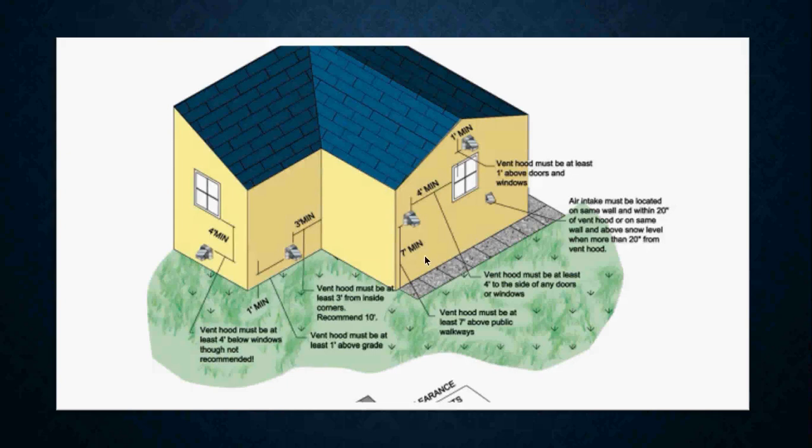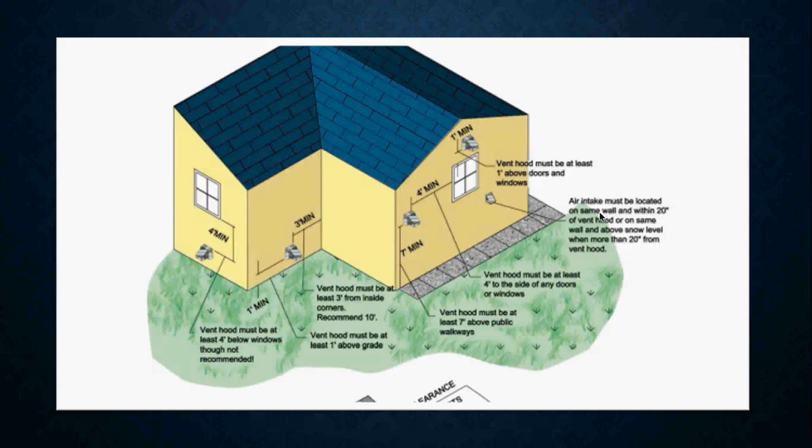Okay. Any vent hoods must be at least 7 feet above public walkways. So if you're going to have any sort of sidewalks around the house, that flue pipe has to be, especially if it's a side penetration, at least a minimum of 7 feet off the ground, 4 feet away from any windows, 1 foot above any window, which is obviously, again, not really recommended.